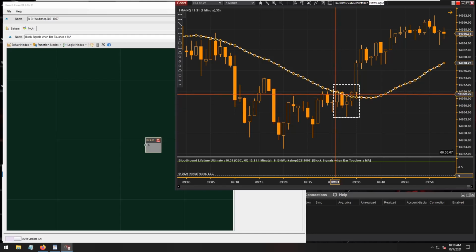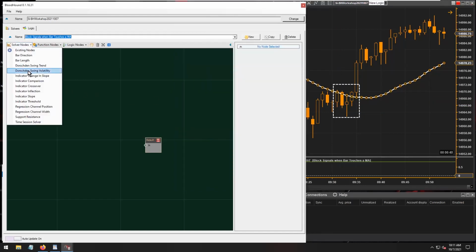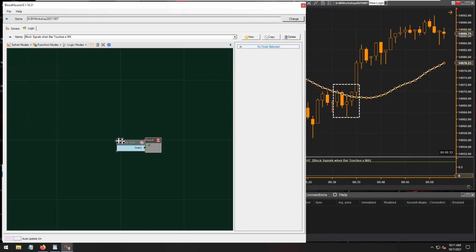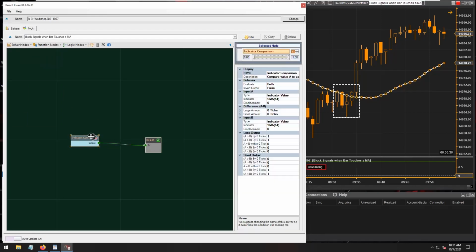So this is going to take two comparison solvers. So we're going to compare the high price to make sure it's above the moving average, and then with a second comparison solver, we're going to compare the low price and make sure that it's below the moving average. And actually, no. You know what? I think we can do this with one comparison solver. So, let's try and just do it with one comparison solver first. So there we go. So indicator comparison is the solver we're going to use. And we'll connect it in.